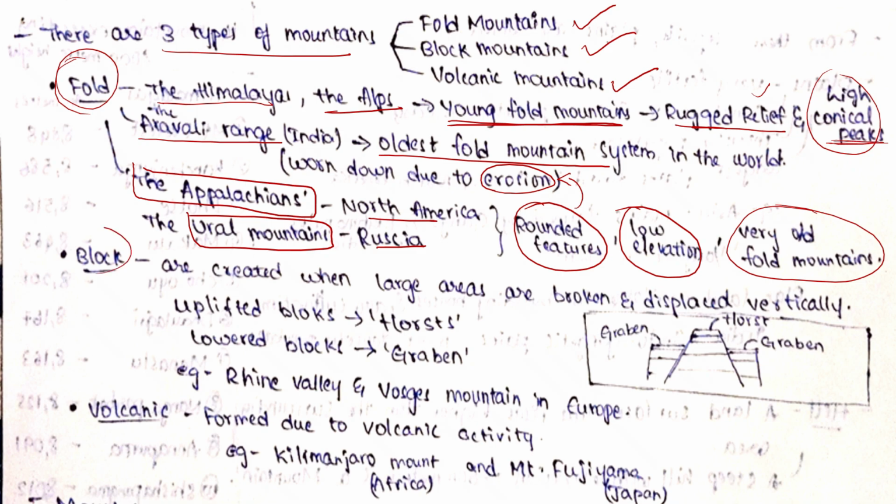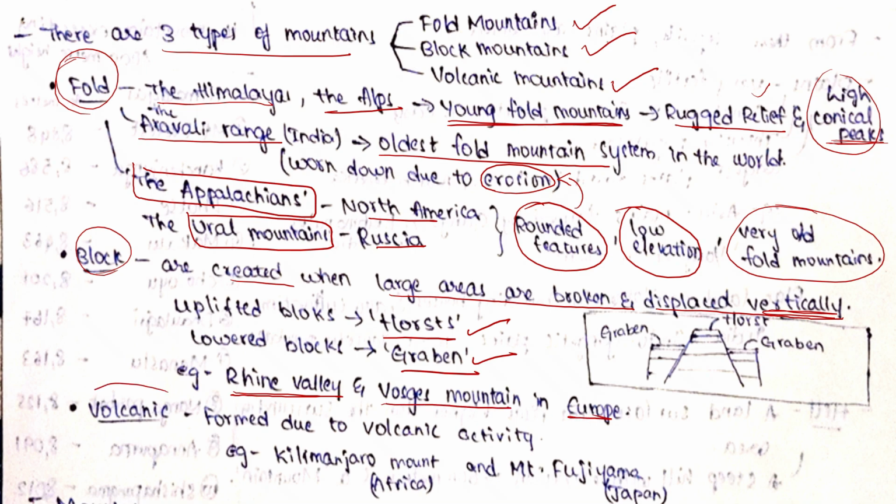Now what are the block mountains? Block mountains are created when large areas are broken and displaced vertically. It means they are formed when large blocks of Earth's crust are broken and moved up and down due to internal forces. Now the uplifted block is called horst and the lowered block is called graben. Examples of block mountains are Rhine Valley and Vosges Mountain in Europe.